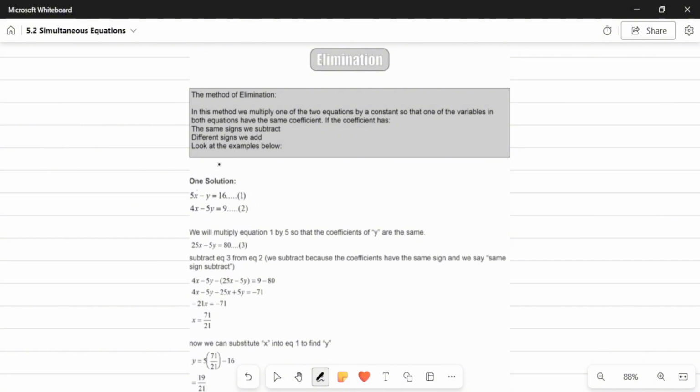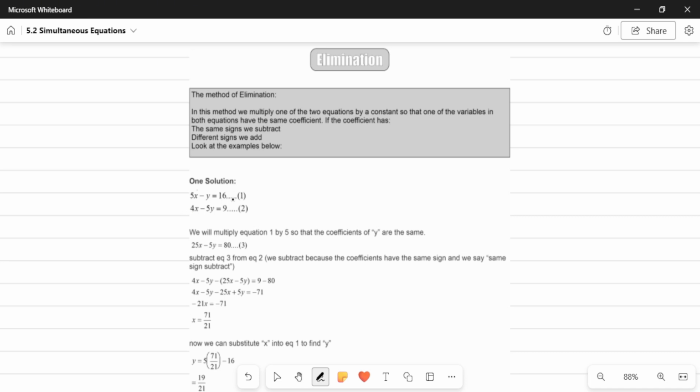Let's look at the first one. Right, I'll come back to these rules here, right? Same sign, subtract, different sign, add. I'll come back to that rule. So let's look at equation 1. Let's multiply equation 1 by 5. We are not changing the question, we are re-expressing it so that it will enable us to simplify.